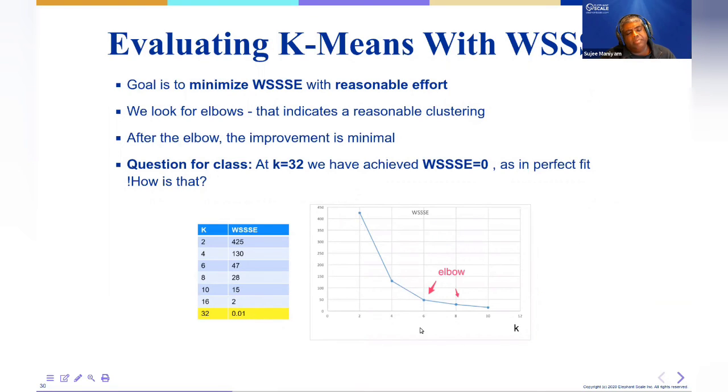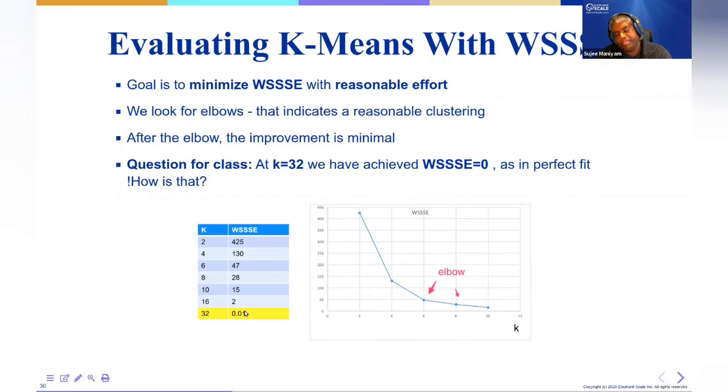So here, x-axis, we have K, starting with 2. We have 425. And then we did 4, which had 125 or something. So I can keep plotting like this. So my errors keep going down. That's good news, right? When K is approaching 32, my error is pretty much 0.